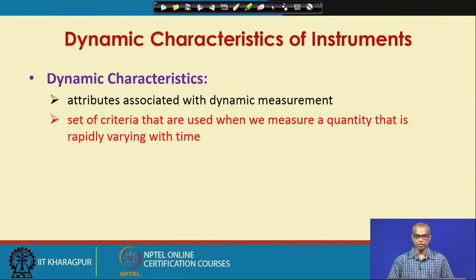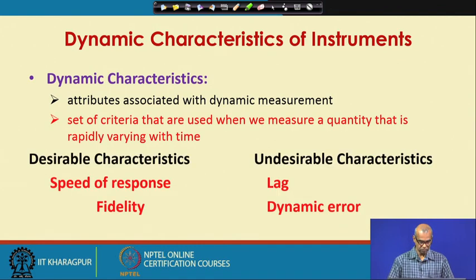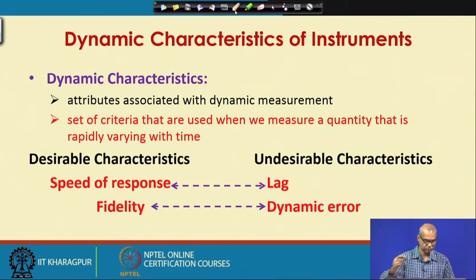So, we start with dynamic characteristics of instruments. We have defined dynamic characteristics as a set of criteria that are used when you measure a quantity that is rapidly varying with time. So, these are the attributes associated with dynamic measurements. We will talk about 4 different dynamic characteristics: speed of response, lag, fidelity and dynamic error.